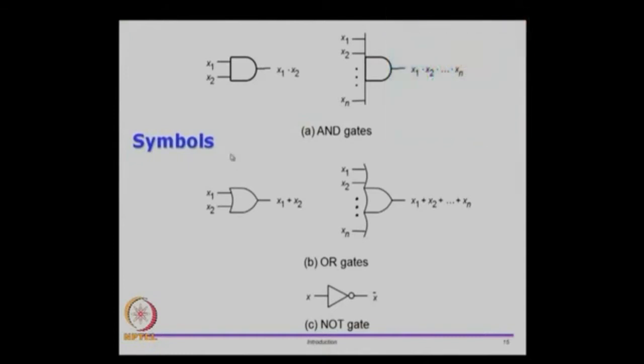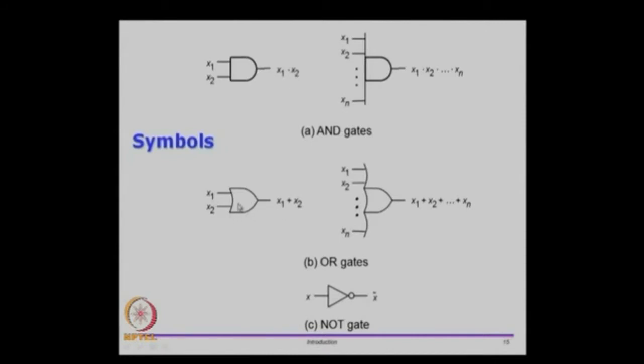These are the standard symbols that are used for these basic operations. So logical AND uses this symbol. It is a line and a semicircle kind of thing here. In this case we have a 2 input AND, x1 and x2 are the 2 inputs that are given, and the output is x1 and x2. So remember AND is dot.